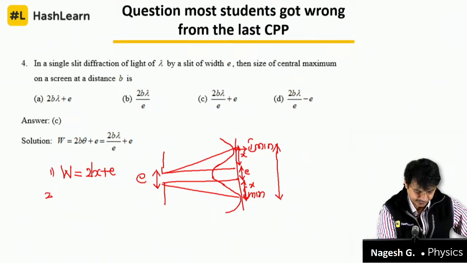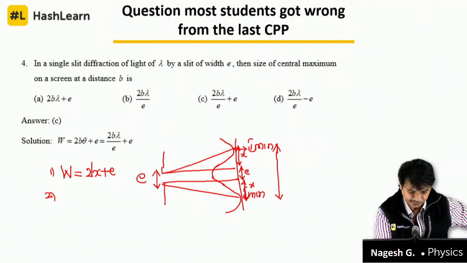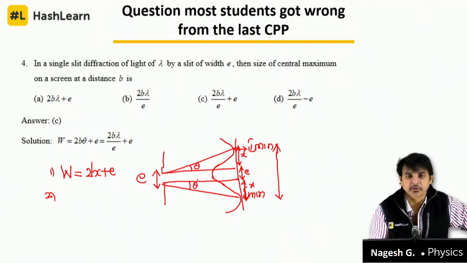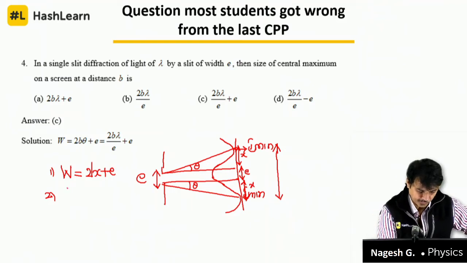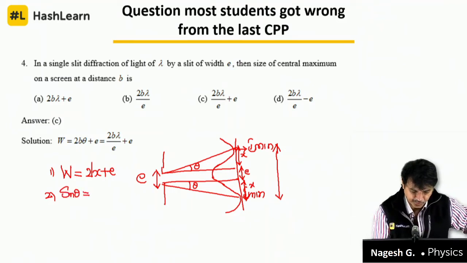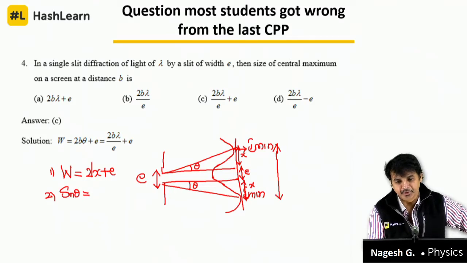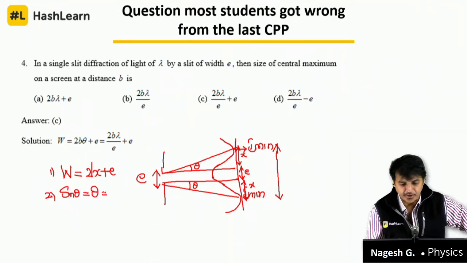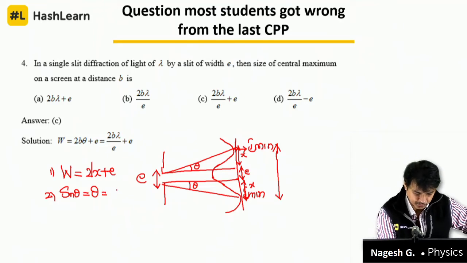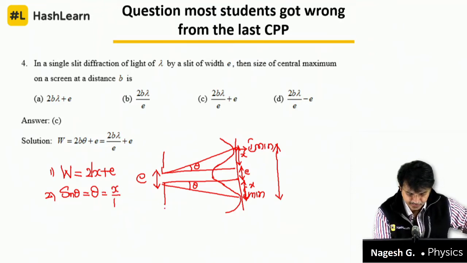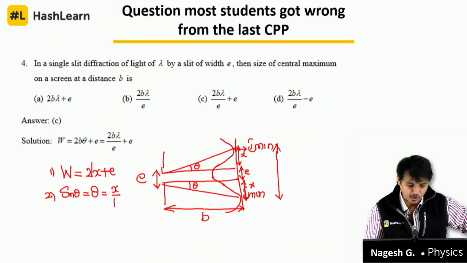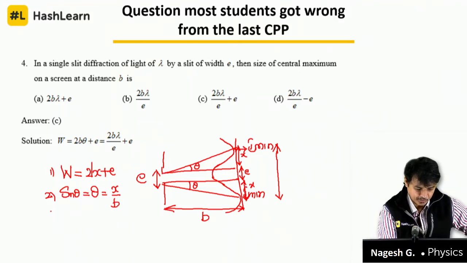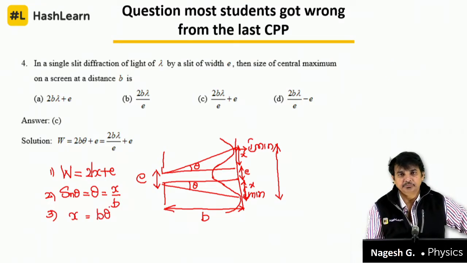But how to compute x? Simple. This angle, for example, theta. This angle will also be equal to theta. When theta is very small, as per trigonometry, sin theta is equal to tan theta is equal to theta. Sin theta is equal to theta, that is equal to tan theta, that will be equal to x by b, since the screen is located at a distance of small b. Therefore, x is equal to b into theta. You got the clarity?